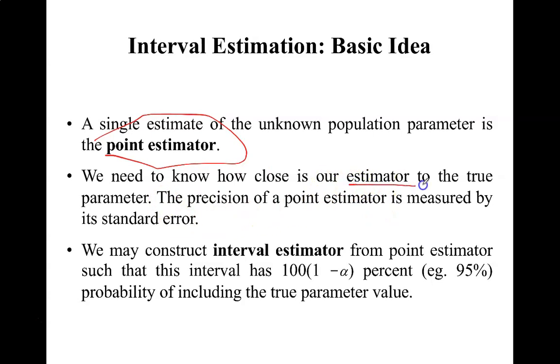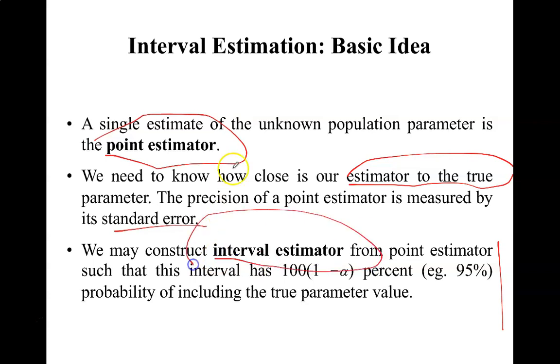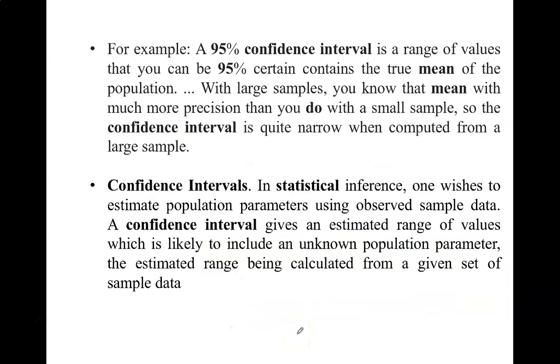We always use the sample to represent the population. So how close is the sample as an approximation of the population? The precision of the point estimator is measured by the standard error. We may also construct an interval estimator. Interval means from one point to another point, such that, for example, it has a 95% probability of including the true parameter value.